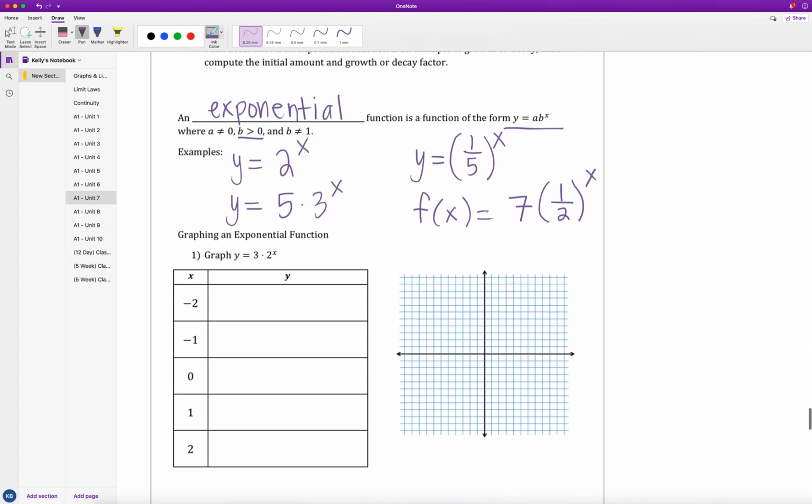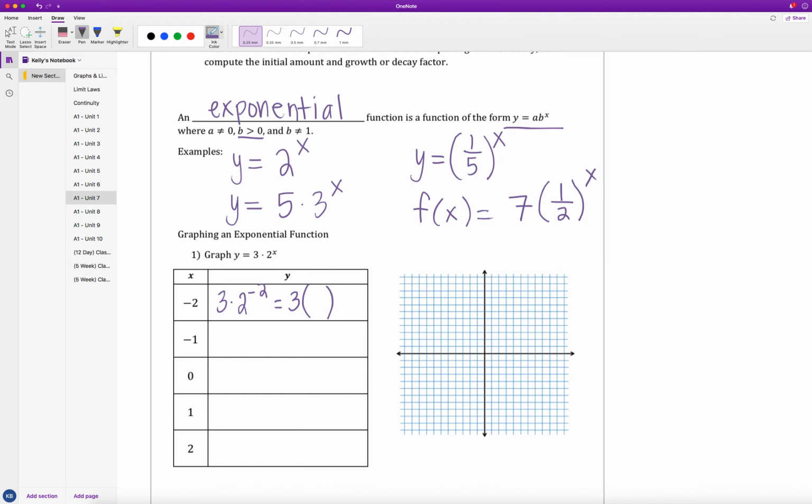Let's look at our first example and see what a graph of one of these would look like. We're going to graph y equals 3 times 2 to the x, and we have five points that we're going to end up plotting. Let's start with x equals -2. When I sub that in, I get 3 times 2 to the -2nd. We learned in Learning Target 7A how to simplify when we have negative exponents. We also have to take into account order of operations, which tells me that I have to simplify that exponent before I can multiply by the 3.